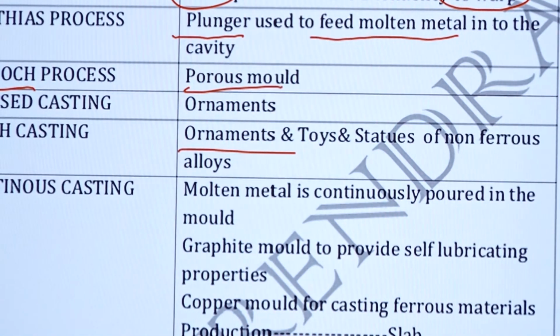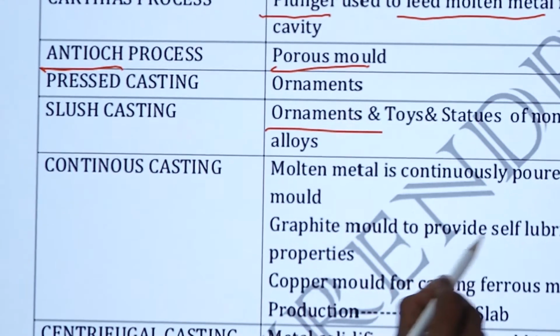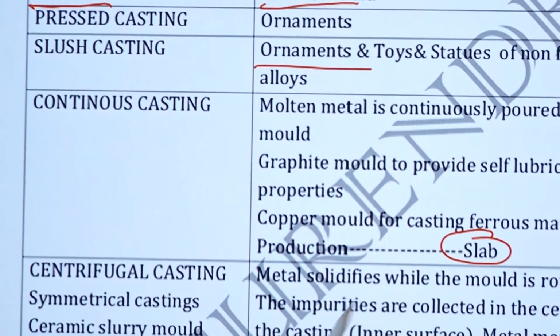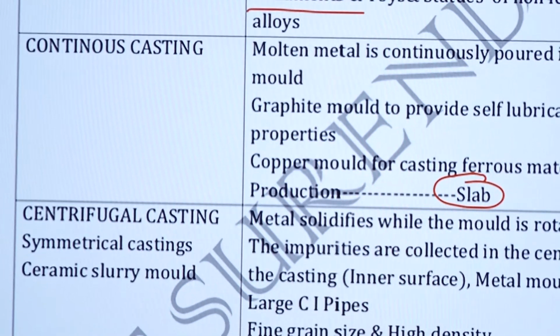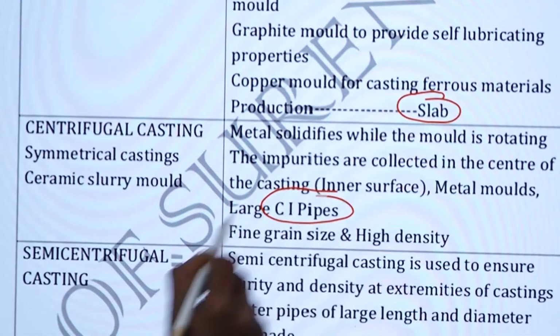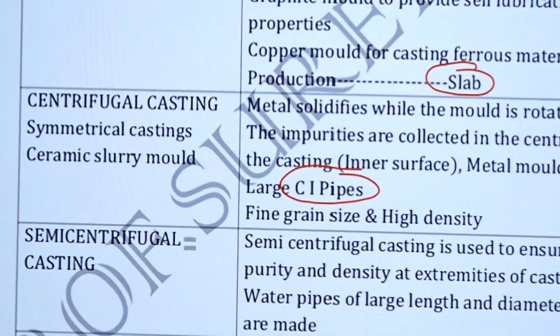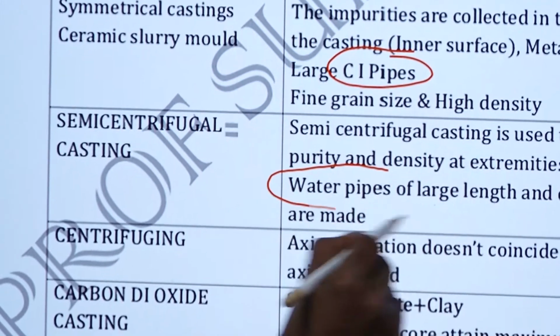Continuous casting is used to make the slab. Centrifugal casting is used to make the pipe. Semi-centrifugal casting is used for water pipes of large length.